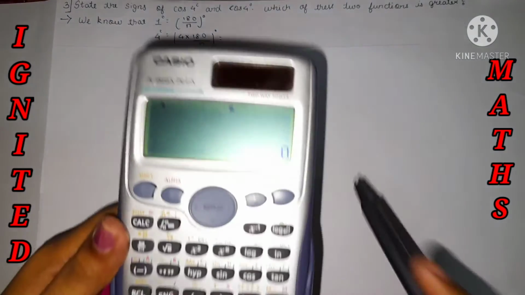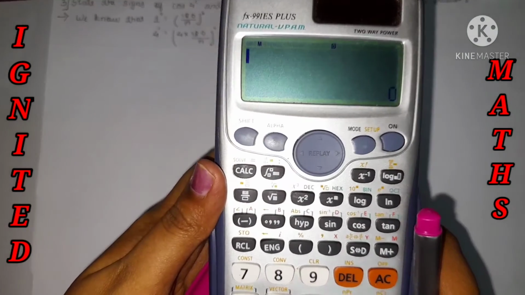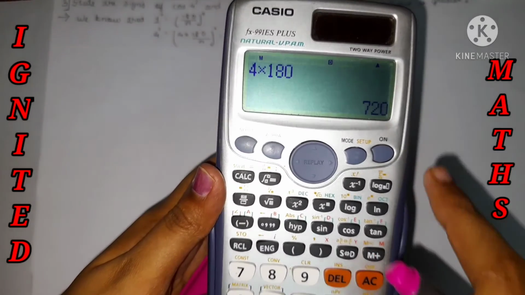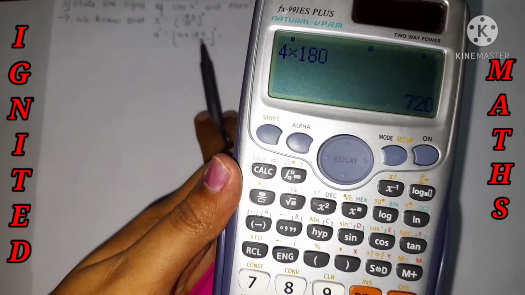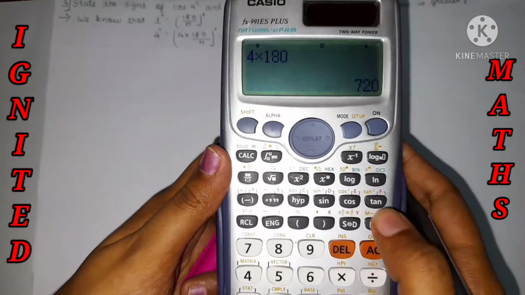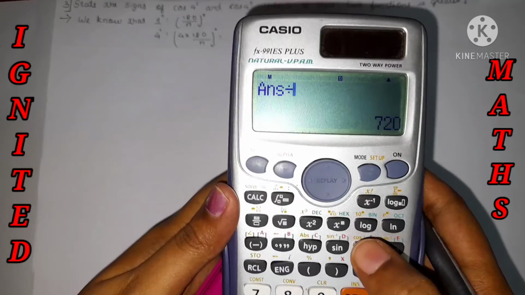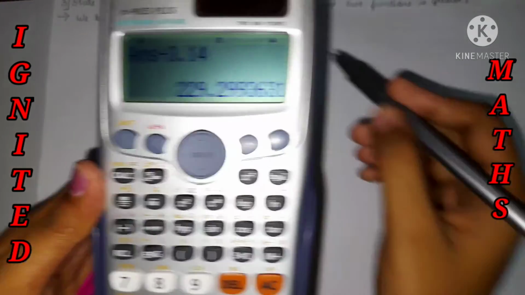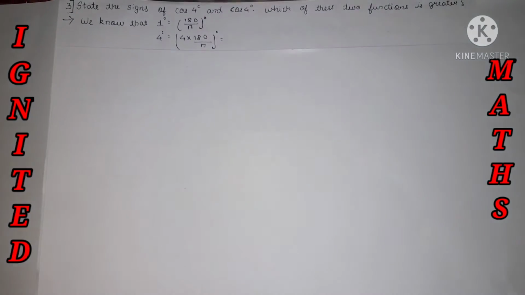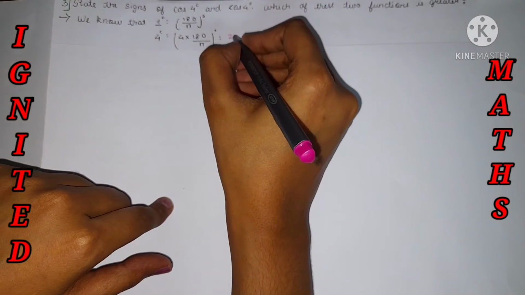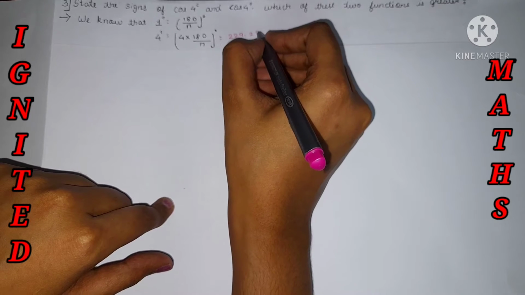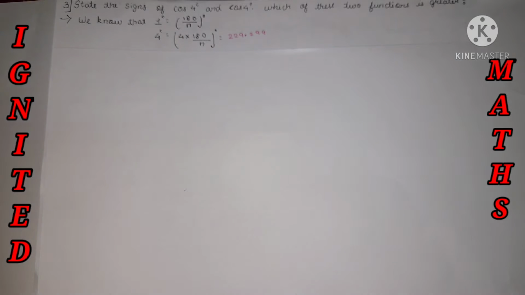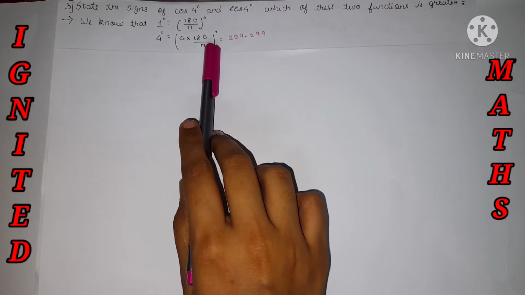Now if we do the calculation, 4 into 180 gives 720, divided by pi. We can take the value as 3.14 or 22 by 7. I'm going to take the value of 3.14. That gives 229.299. Up to 2 decimal places is enough. Now we have converted the 4 radian into degrees.